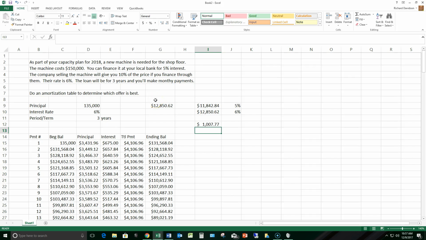The answer to the test is do the amortization table and then say option 5 is better because our interest payments are only $11,842 versus the other option at 6%, which means we would pay $12,850.